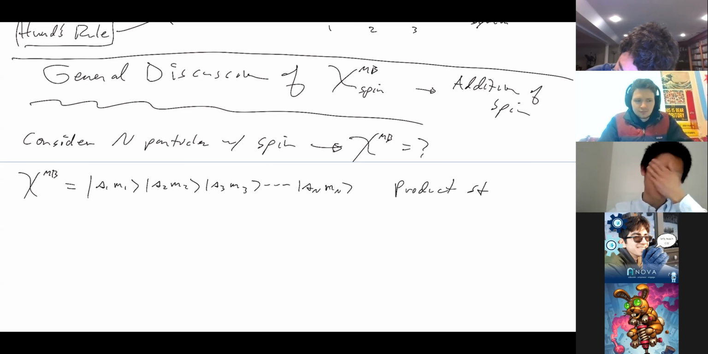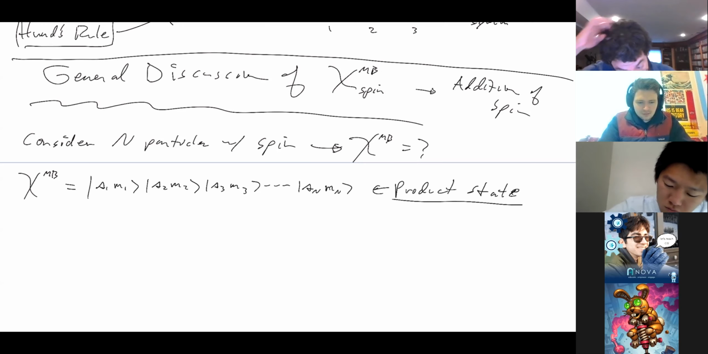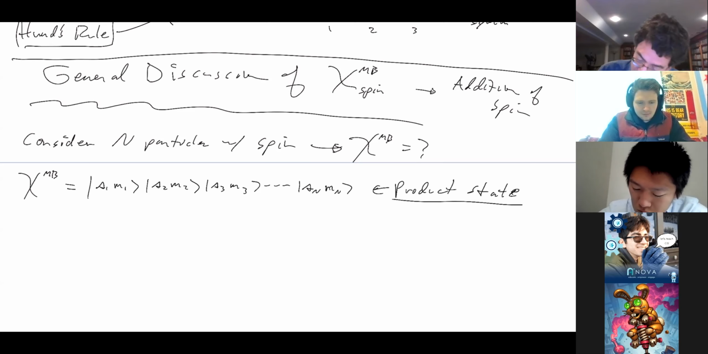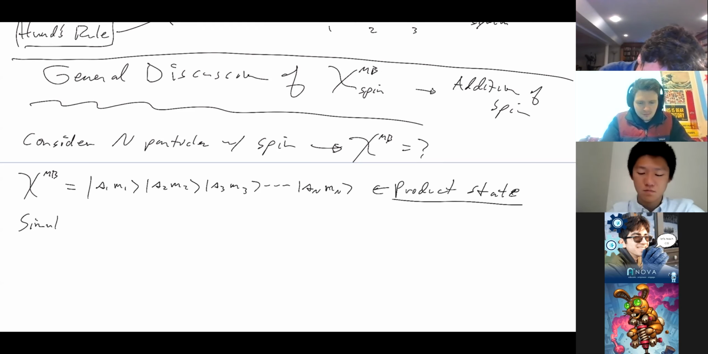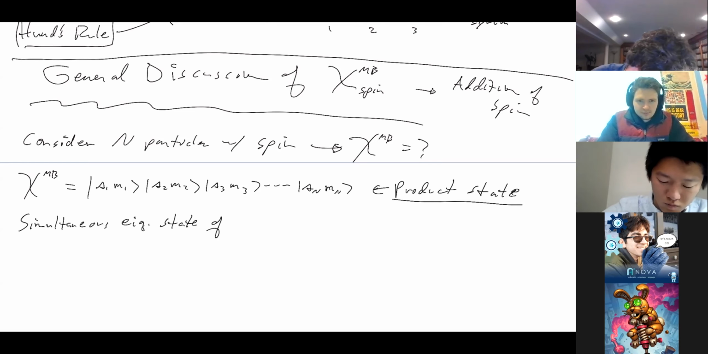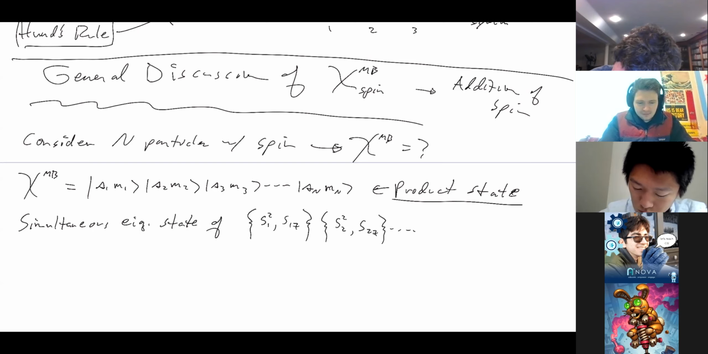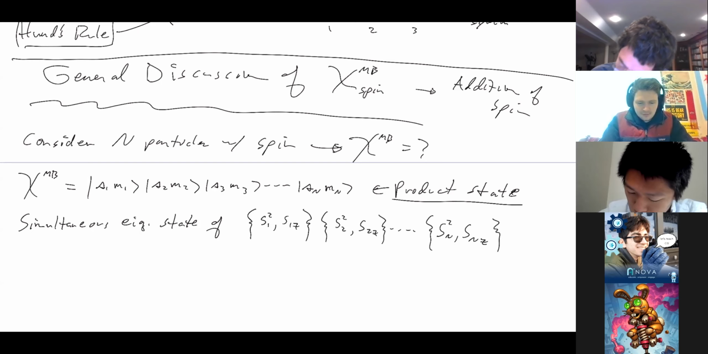And now we can ask ourselves, what does this mean? What is it that we have constructed? What is a product state? A product state really is, without even thinking about it, a simultaneous eigenstate of these operators: S1 squared, S1z, S2 squared, S2z, and on, to Sn squared and Snz. And these are operators, and all of these operators commute with each other. They all commute.